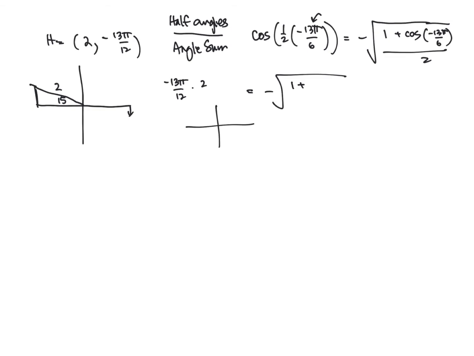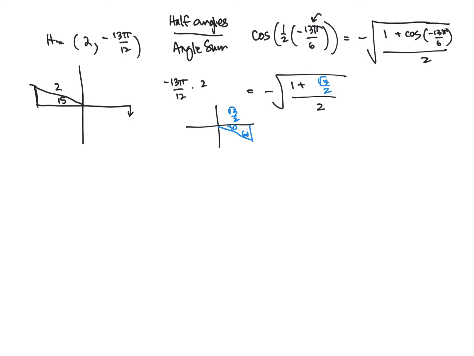So negative 13 pi over 6 will bring me around here. It'll come around and then go 6 pi over 6 more. So then it will be right here. And this is a 30-degree angle. So cosine at this piece, because this is 60, is the square root of 3 over 2. So this is the square root of 3 over 2, and then divided by 2.